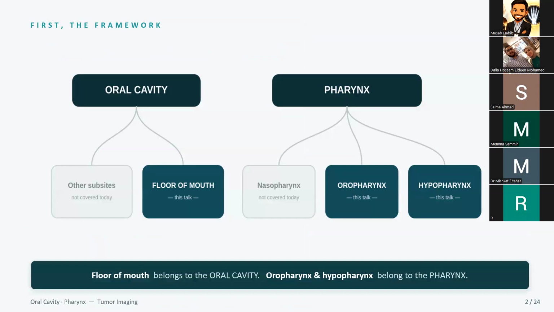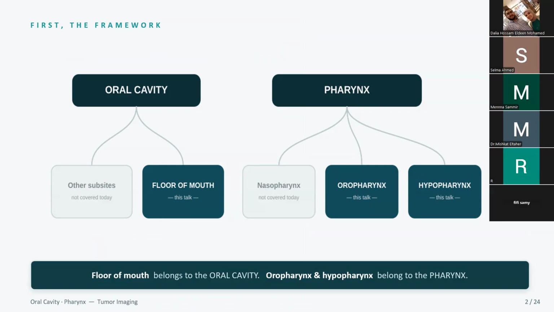So let's fix that framework in place before we touch any detailed anatomy. The oral cavity, we were talking about the floor of the mouth. The pharynx will handle the oropharynx and hypopharynx, as we have talked in the previous lectures about the nasopharynx. So let's do it.